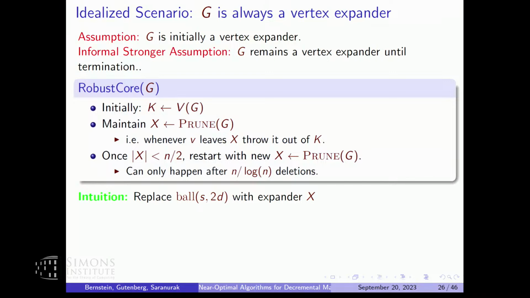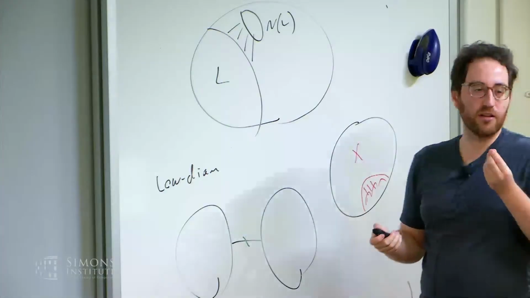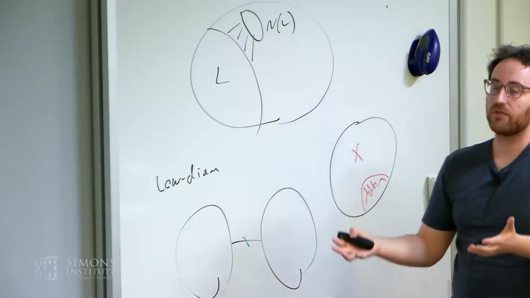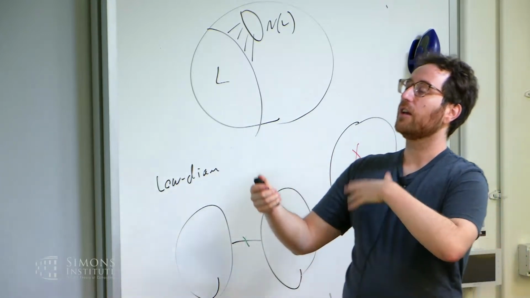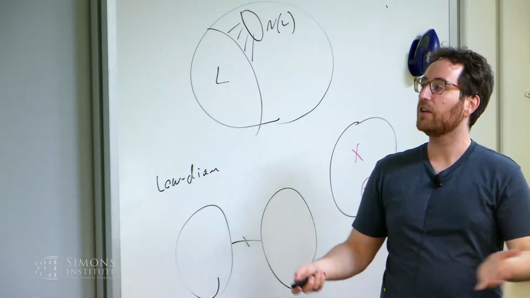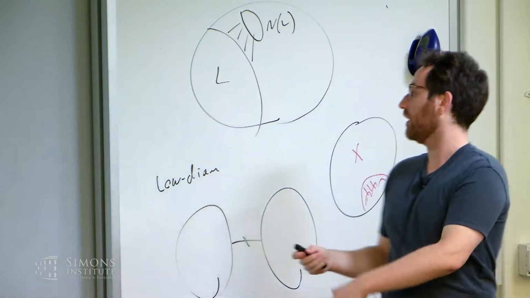And in this case, you maintain your set X. Eventually, it becomes too small because the pruning algorithm stops working, and so now you basically have to start from scratch and again look at the whole graph. If it's not a vertex expander anymore, you can terminate. If it is, you just go again. You again start pruning and maintain a set X.